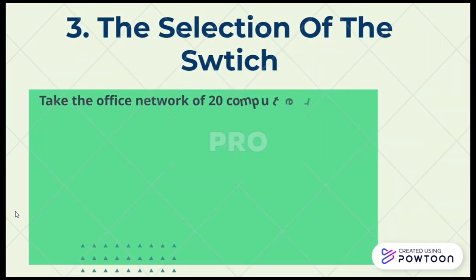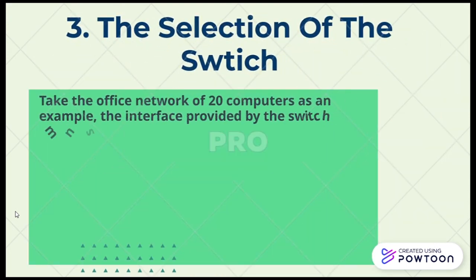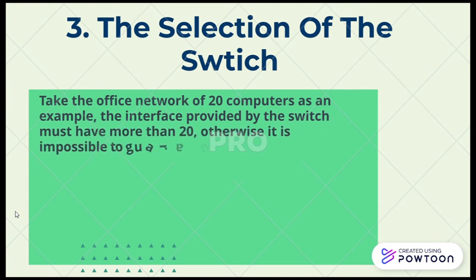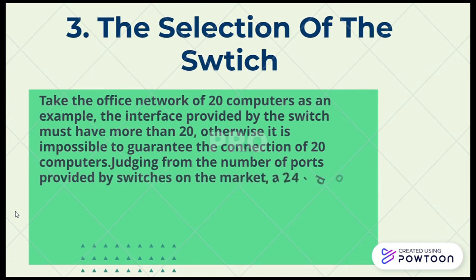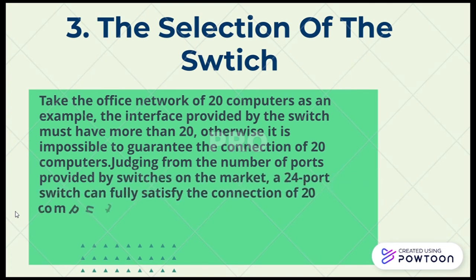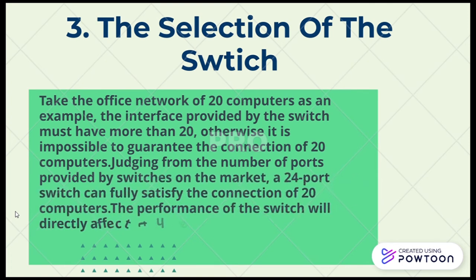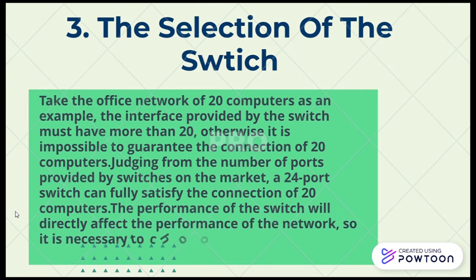Next is the selection of the switch. Take an office that has a network of 20 computers. The interfaces provided by the switch must number more than 20. So in choosing the port count, we must choose a 24-port switch that can fully satisfy the connection of the computers. We must choose a higher performance switch to make sure it doesn't affect the performance.